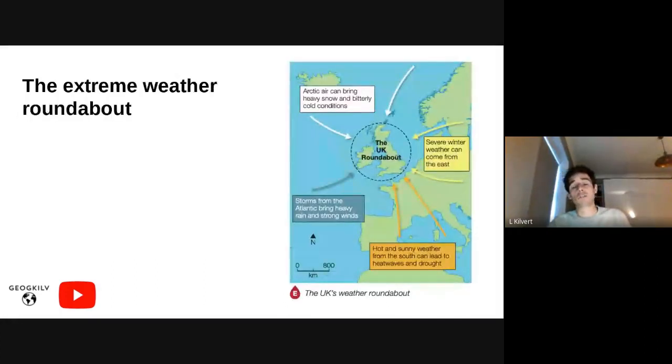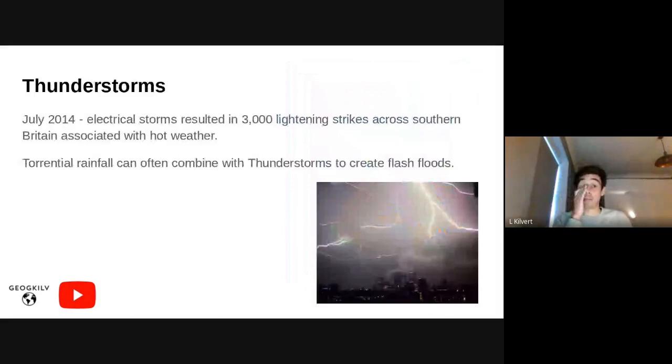I've already mentioned a few of the extreme weather patterns that particular profile can bring out, and the first one is thunderstorms. You can see a really striking, pardon the pun, picture there of some thunderstorms over Canary Wharf in London. We get battered by thunderstorms all the time. Usually these happen during hot weather when we've got convection storms.